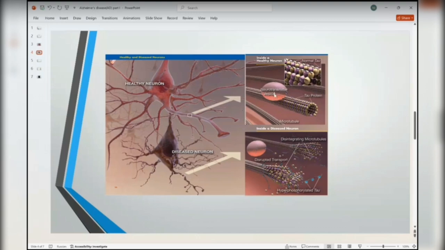But in the diseased one, without tau stabilization, the microtubules break down. This leads to disrupted intracellular transport, impairing neuron function. So the cell experiences damage. Accumulation of tau aggregates contributes to neurofibrillary tangles, a hallmark of Alzheimer's disease. This process leads to neuronal death and loss of communication.